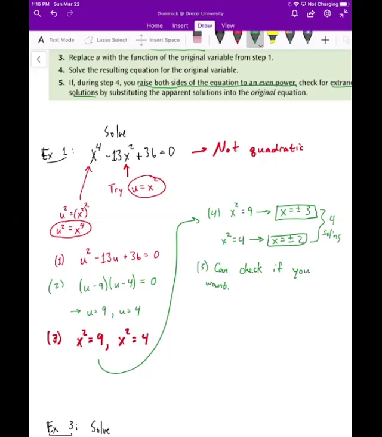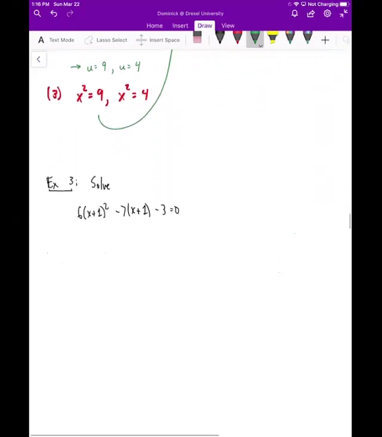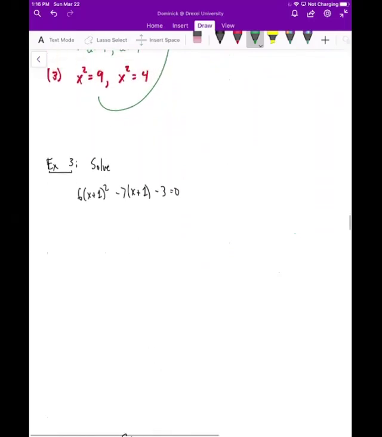Okay, let's do another example. So now in example 3, we have something similar. We have 6 times x plus 1 squared minus 7 times x plus 1 minus 3. Now, of course, you could distribute everything out and you would arrive at another quadratic, but it's not clear if we could factor that or if we would need to do something else. We could complete the square, maybe use the quadratic formula. But for the sake of argument here, let's try substitution again.